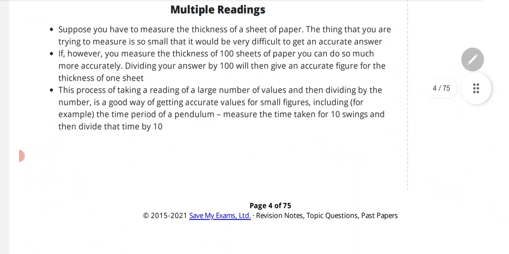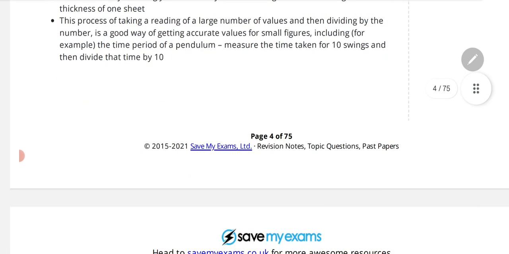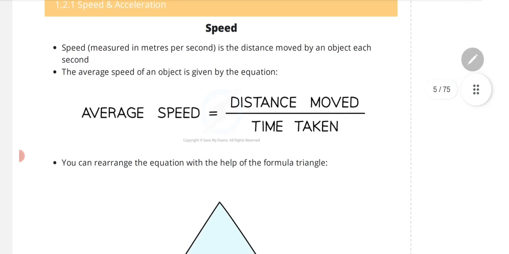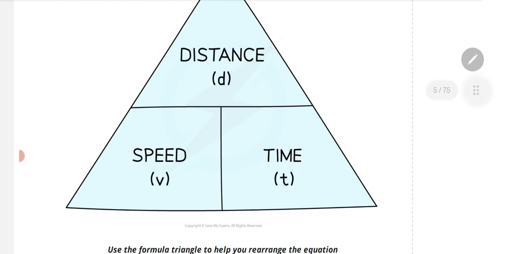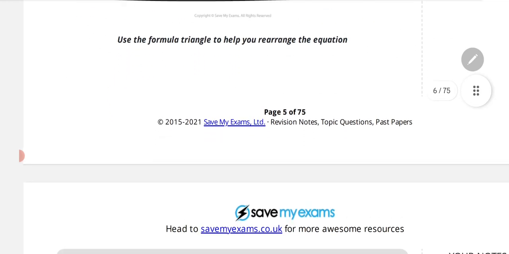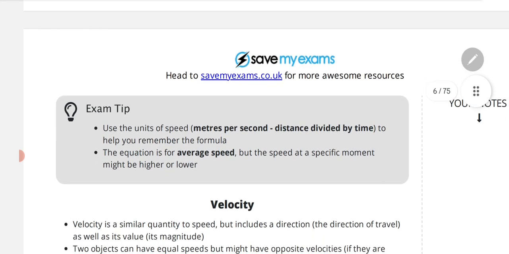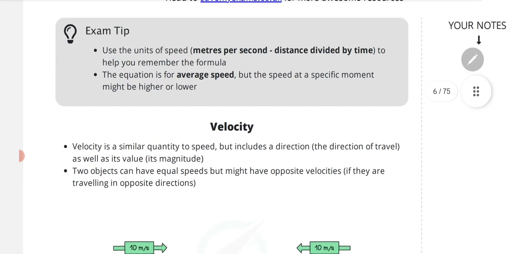So you can also improve your readings by taking multiple readings and by taking the average. You can easily find the speed by using the formula average speed equals distance over time, but you will use this formula when you are going to find the average speed, or when the speed is constant. For example, if an object is moving with a constant speed, then you can use the formula to find the distance. But if the object is not moving with constant speed, the speed is increasing, so you cannot find the distance by using this formula.